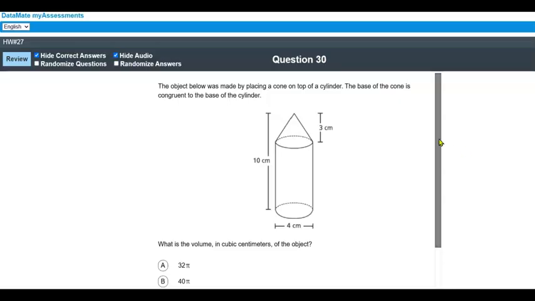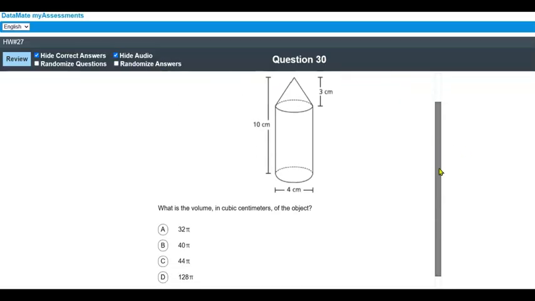All right, this question asks us to find the volume of this object. Well, the object has two shapes. It has a cone on the top, so I'm going to use the cone formula, 1/3 pi r squared h, and then it has a cylinder on the bottom, which is pi r squared h only. I'm going to add them together.